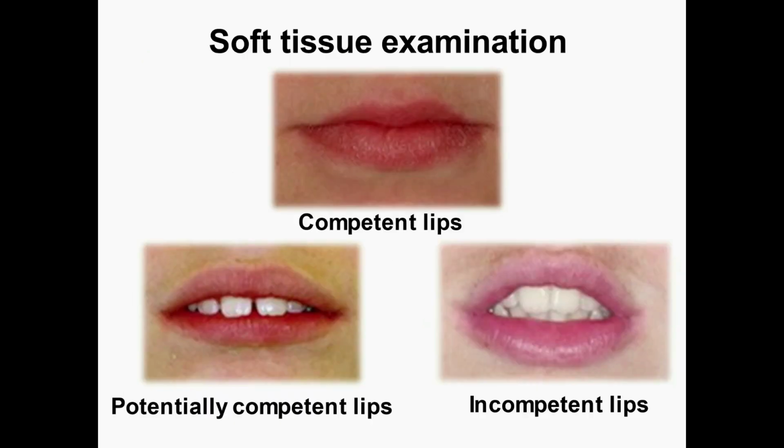In addition to assessing the smile aesthetic, lips will also be assessed. Lips can be competent, that is, meet together at rest. Then, potentially competent: the position of incisors prevents a comfortable lip seal at rest, but the patient can hold the lips together if required. Lips can be incompetent, requiring considerable muscular activity to obtain a lip seal.